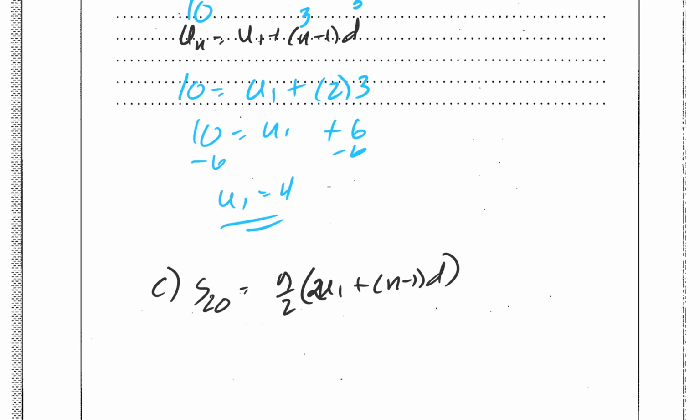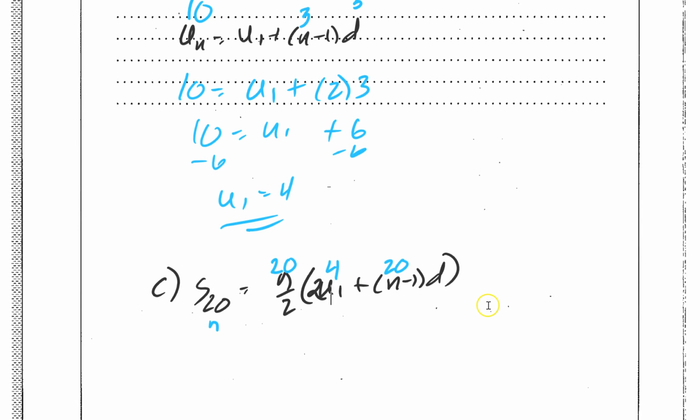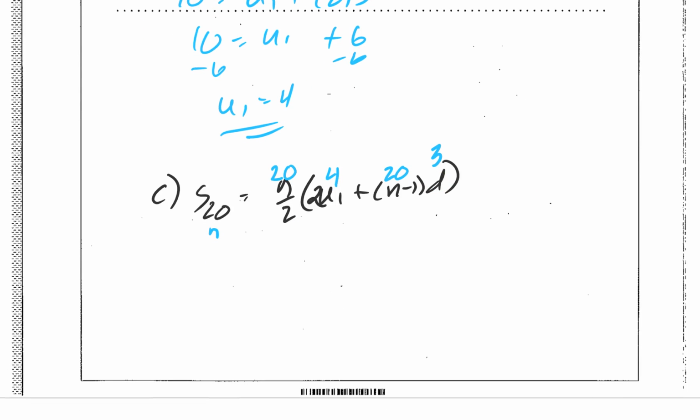Plug everything in. 20 is my n, so I'm plugging that in wherever I see n. a1 is 4, we just found that. And the common difference is, I think, 3? Yeah, 3. All we do now is simplify this thing. So this is 20 over 2, times 2 times 4, which is 8, and then plus 19 times 3.